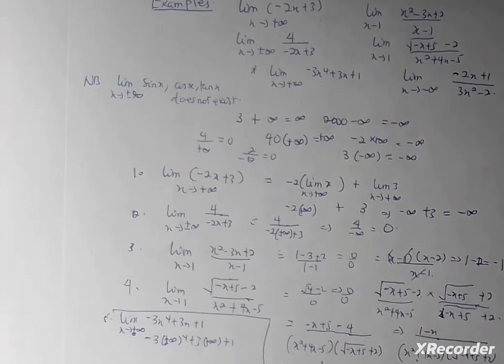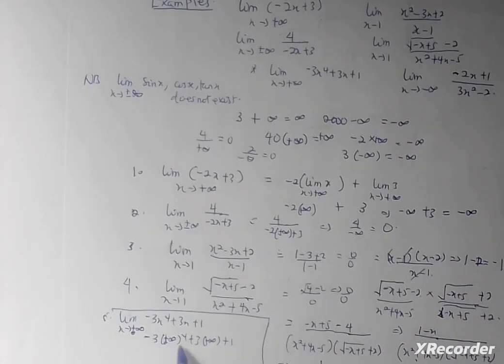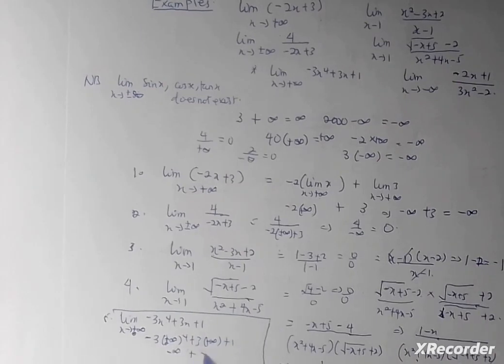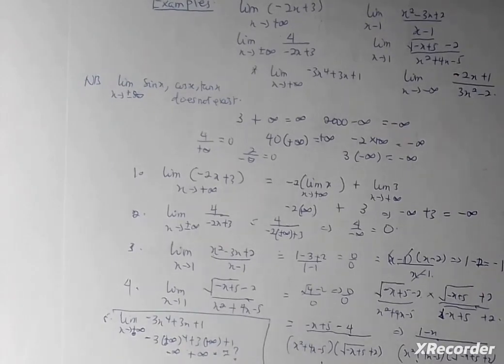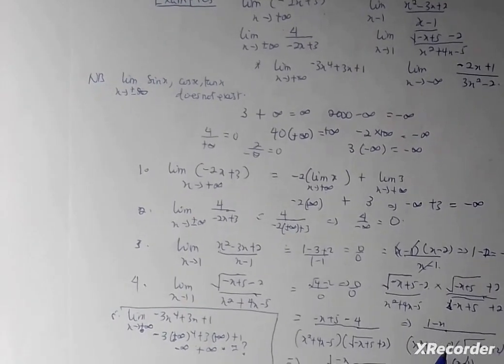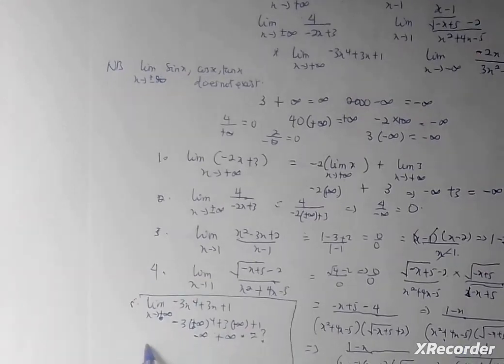Okay, so I'm going to get negative infinity here, then here I'm going to get positive infinity, so everything will be positive infinity. And you already know that you can't add negative infinity and positive infinity. That is indeterminate. So what do we do? I need to break this one down or modify it in a way that I will get a determinate value. So what you do is you factorize this x to the power 4 out.